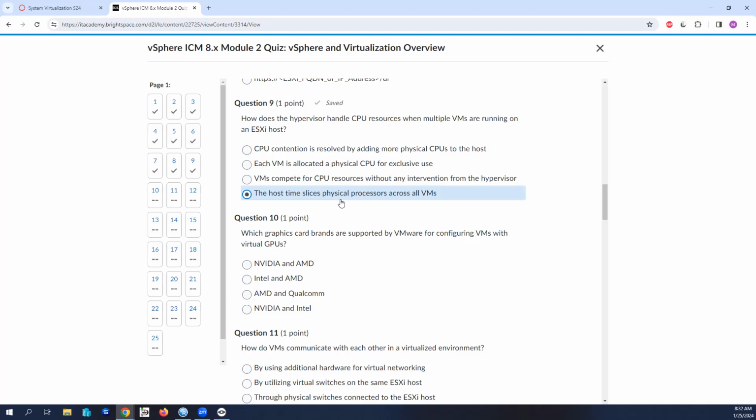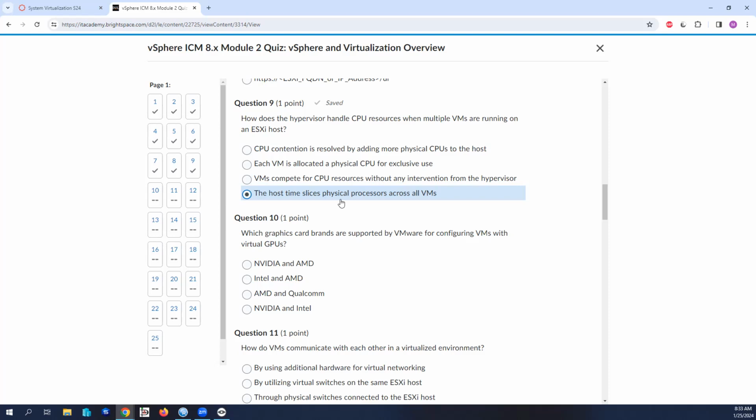Adding physical CPUs to the host. Well, the hypervisor is software. Only a human or a robot could do that. I guess they could have some AI robots now that could actually physically open a computer and put more physical CPUs inside of it. That's typically human interaction. Definitely not the hypervisor software. AI has not gotten quite that far yet. Each VM is allocated a physical CPU for exclusive use. No. You could force that, but that's not the hypervisor's job. That's a human interaction that would have to take place.